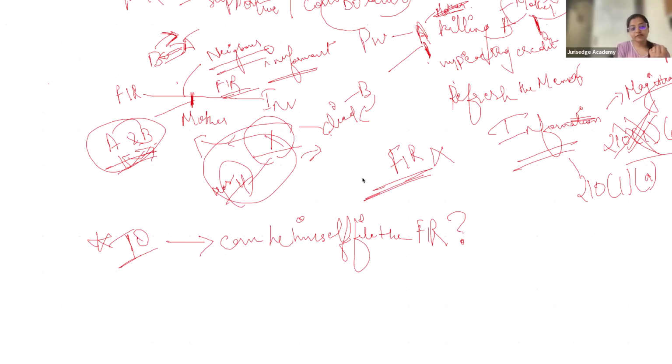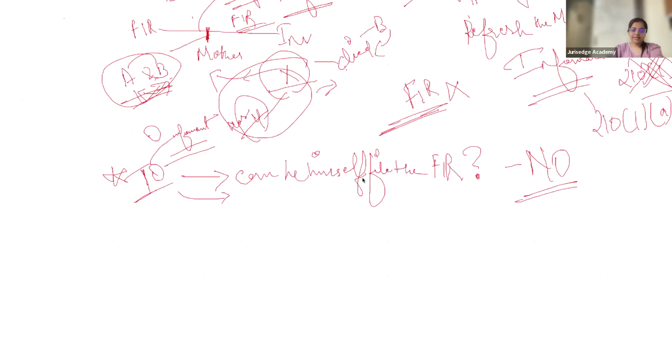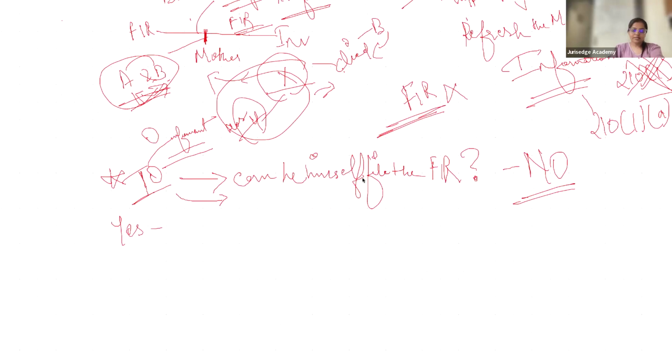Not really, because FIR is made in the police station only. This means that the investigating officer is an informant now. Can that happen? Generally, no, because obviously, biasness will come into the picture. If the investigating officer himself has discovered some facts and he himself becomes the informant, then how will he conduct an unbiased investigation? So generally, no. But yes, in one case, reverse burden.